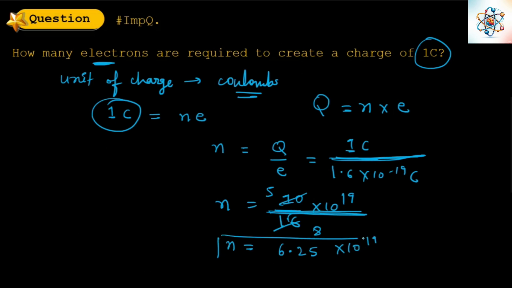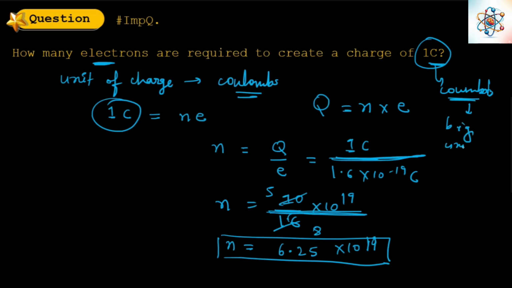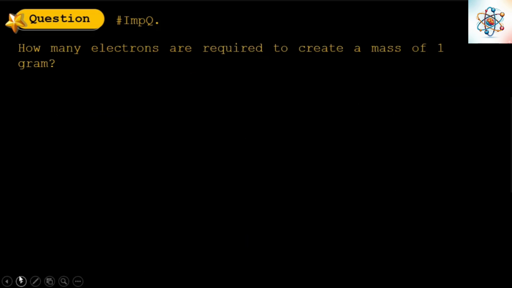So this many electrons are actually required to get 1 coulomb of charge. So coulomb is not a small unit. It is a very big unit because that many electrons will make 1 coulomb. So that's not a small thing. It's a huge number. Again, this is fundamental and you should know this number, 6.25 into 10 to the power 18 electrons. One more.